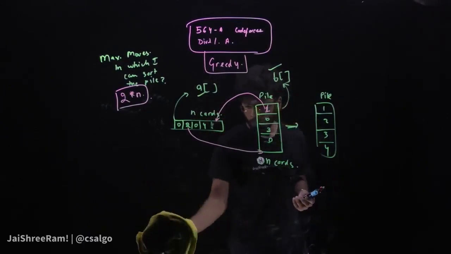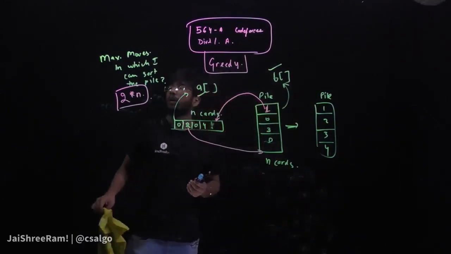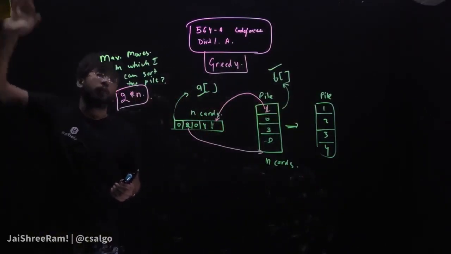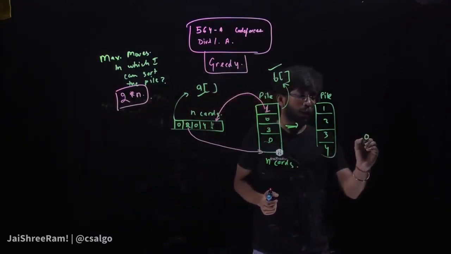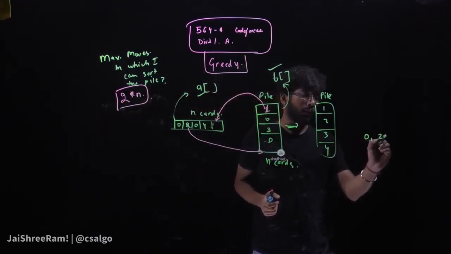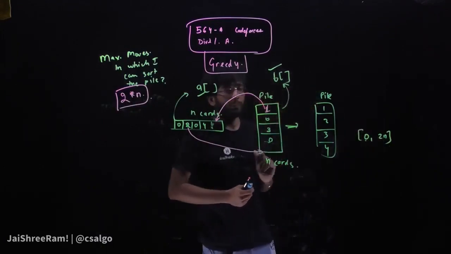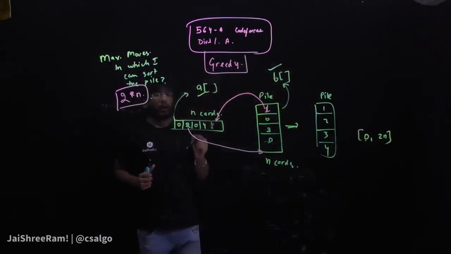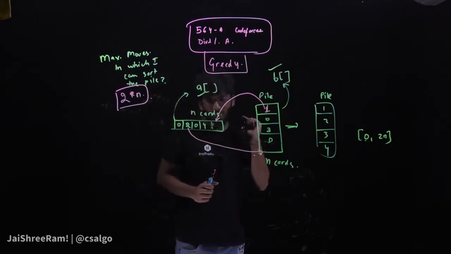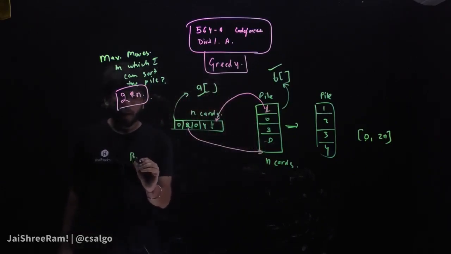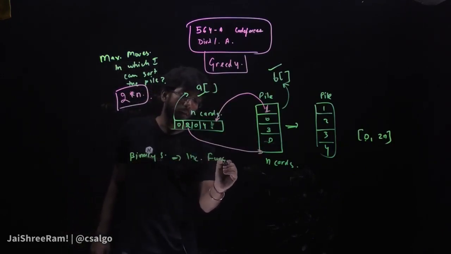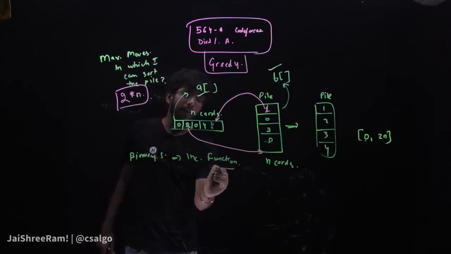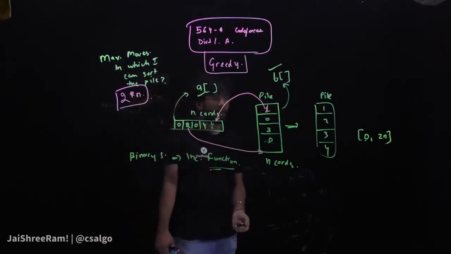And what can be the lower bound? The lower bound can be 0. I don't require any moves to solve the problem. So my lower bound is 0 and my upper bound is 2 into n. After this, one more thing which is required to apply binary search is that it should be an increasing function. Never apply binary search without realizing this condition.